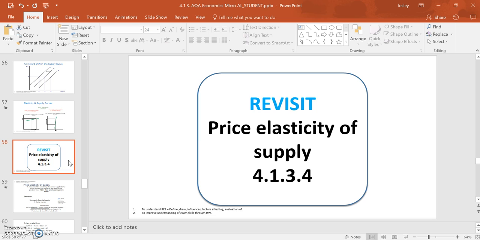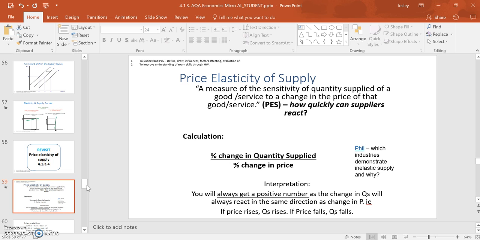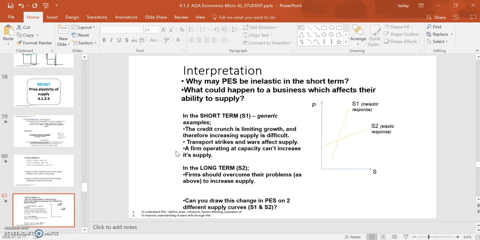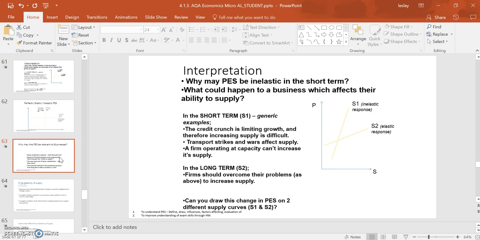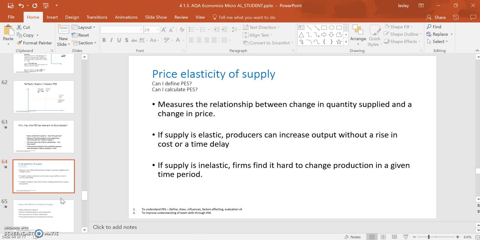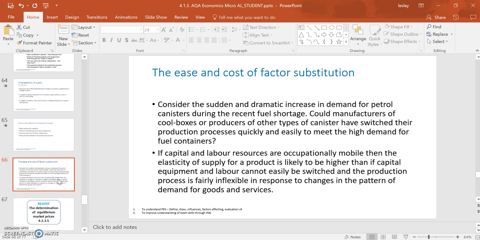4134 then looks at the final elasticity, and this is PES, price elasticity of supply, and again notice quantity on top, and again you always get a positive number. So what we're more interested in here is how responsive the business is to a change in price. So how many can they supply? There's a nice example here about whether it's a short-term response or a long-term response. Just scooting down here, we've got a little bit more about why price elasticity of supply is important to businesses. We've seen that before, and I'll go through all of that in class.